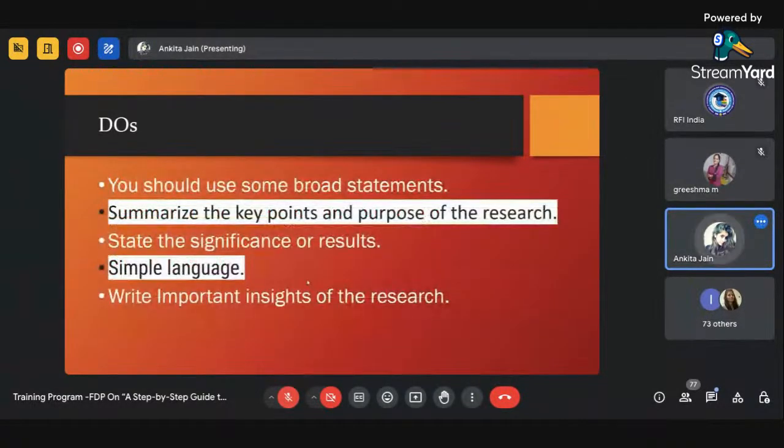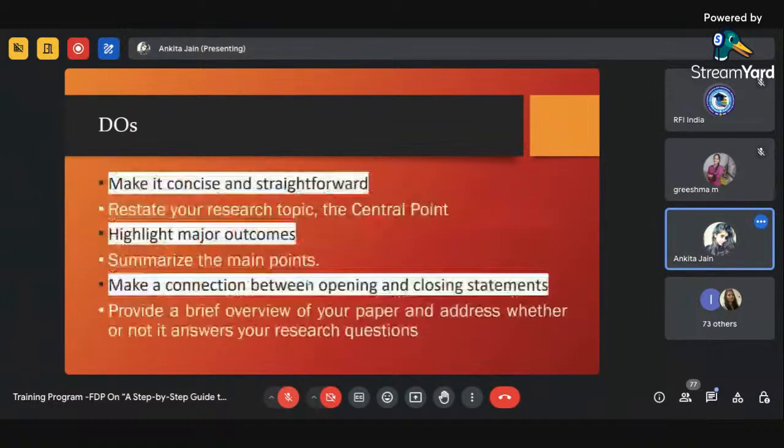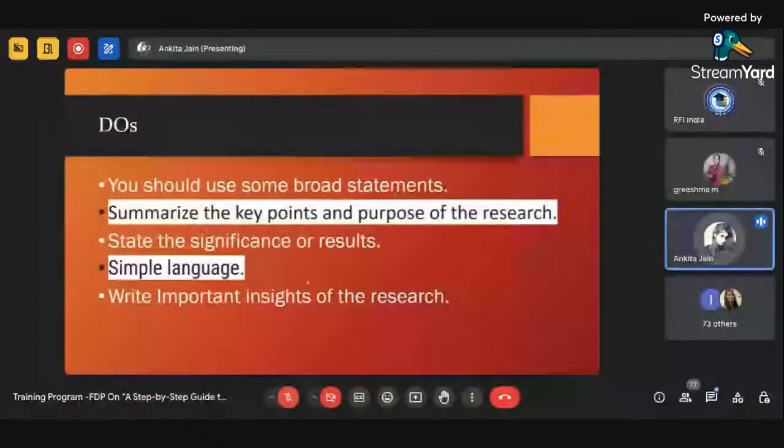Then do's, there are some more. You should use some broad statements, right? In the abstract, we should be very concise and specific, but in the conclusion you can write broad statements. Then language should be simple. Then you should state the significance and importance, or just the results of it.